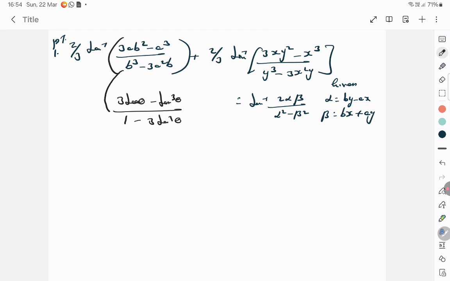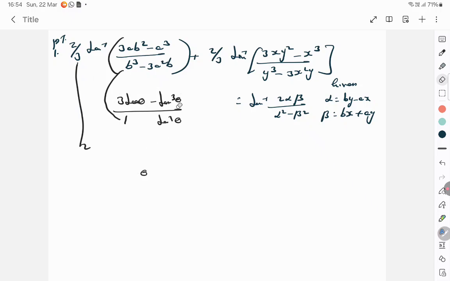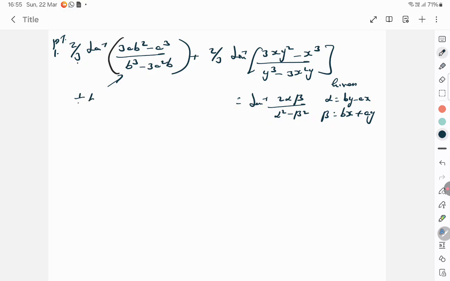The b cube has to become 1 so that this whole thing can become tan 3θ, and when tan inverse and tan get cancelled, and the 3 and 3 in the 2/3 get cancelled, it merely becomes 2θ. So with that in mind, since I need 1 in this place, I'm going to divide throughout by b cube, and for the second term, I'm going to divide throughout by y cube.